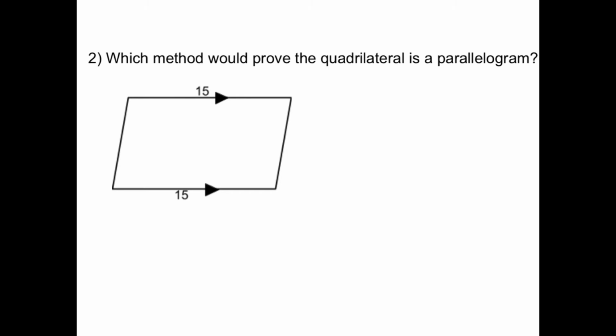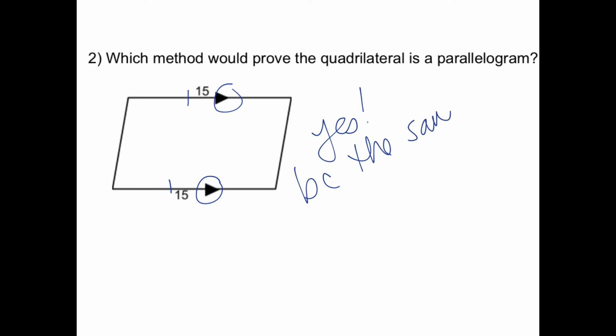This problem says which method would prove the quadrilateral is a parallelogram. We have it marked as 15, which means that it's congruent. We have the arrows, which means that it's also parallel. And so this would be that new property that states that yes, this is a parallelogram because the same pair of sides is both congruent and parallel.